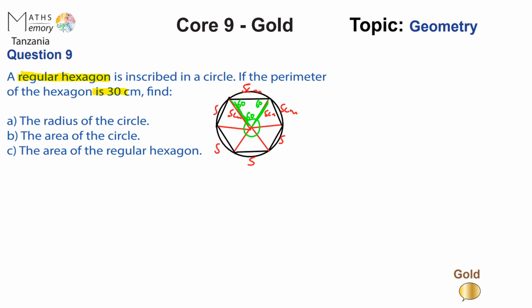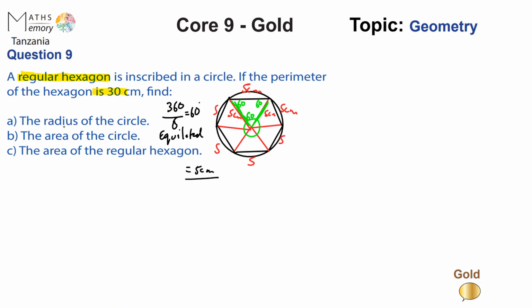So that's the intuitive way. The radius is going to be 5 centimeters. We did 360 divided by 6 to give you 60 degrees. We talked about equilateral triangles, and so the answer will be 5 centimeters.